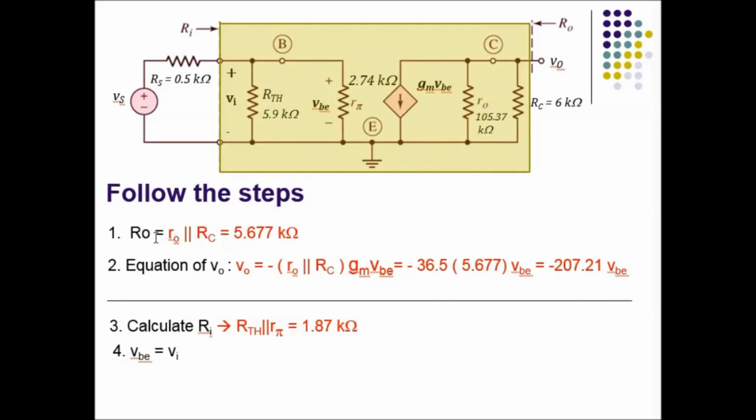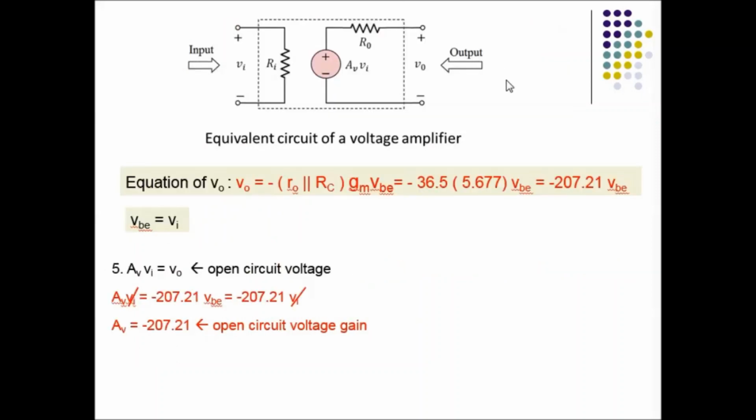Alright, so the first step is the R0, hence R0 parallel with RC is 5.677 kilo ohm. And then the equation of V out, where V out is equivalent to minus 207.21 VBE. Okay, and then R in is RTH parallel with R pi, and we got this value, and VI is equivalent to VBE. Okay, so step number 5 is to compute the open circuit voltage gain, right? So this is the voltage amplifier, and now you would like to calculate what is AVOC, right? So because there is no load, AV VI is equivalent to V out, and because VBE and VI is the same value, they can cancel out, and this is your open circuit voltage gain, right?